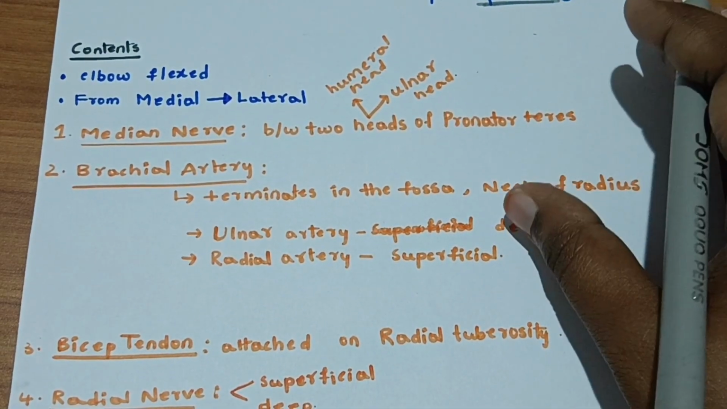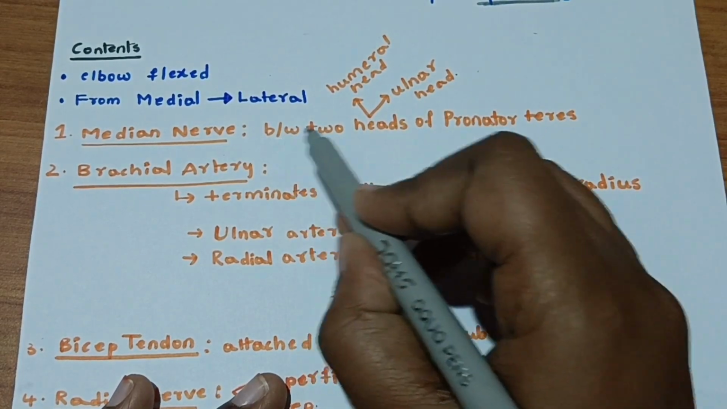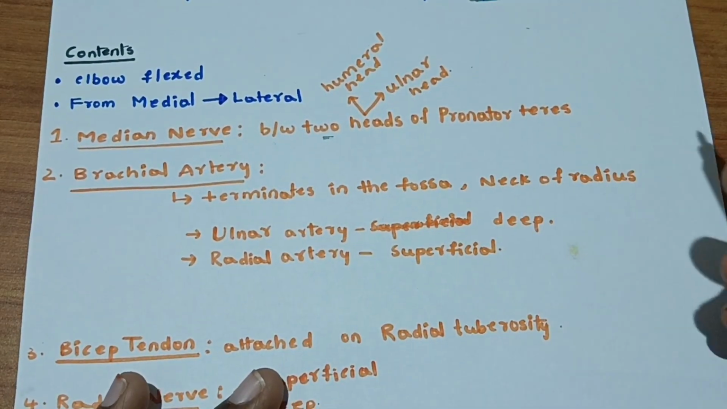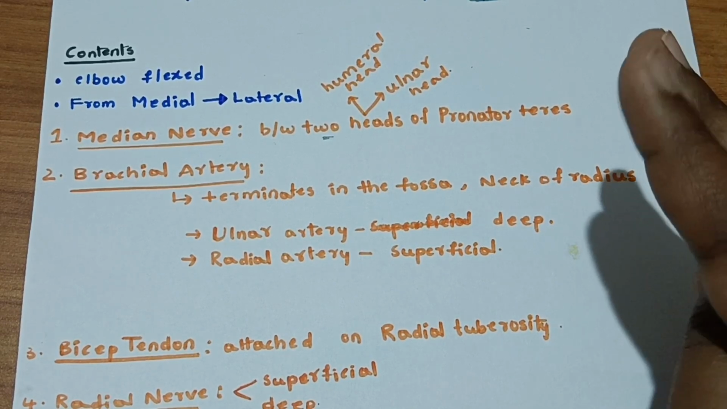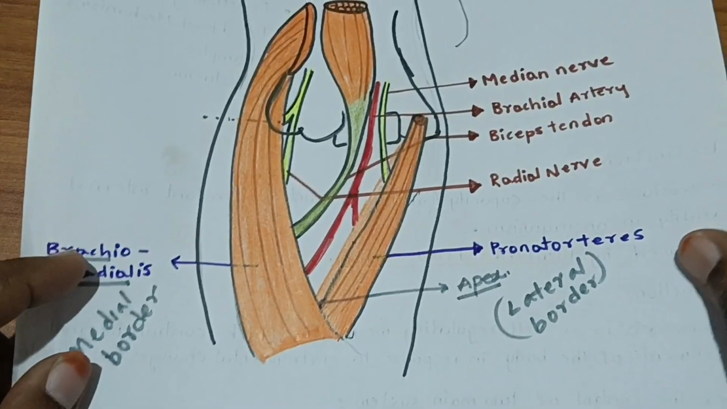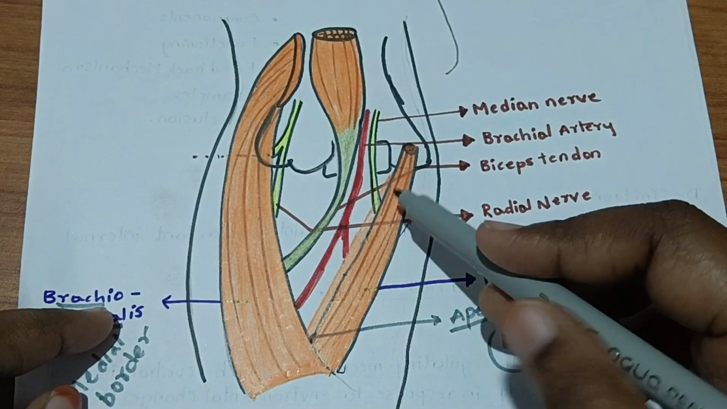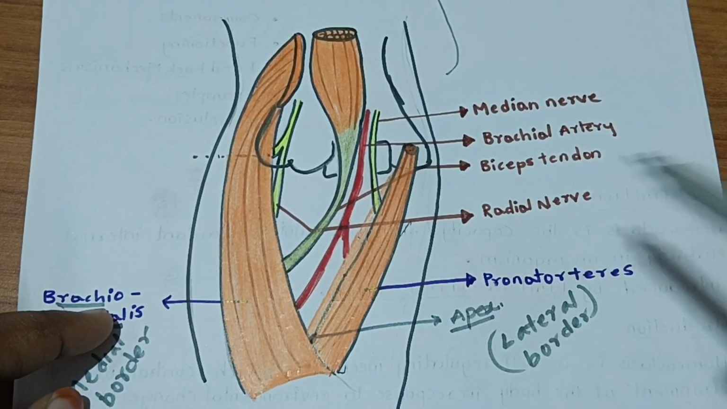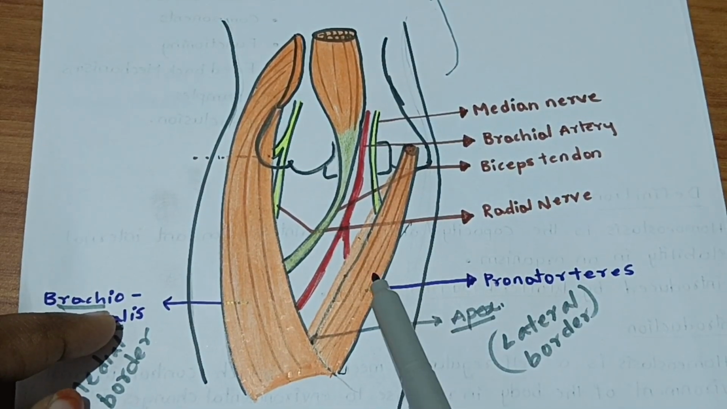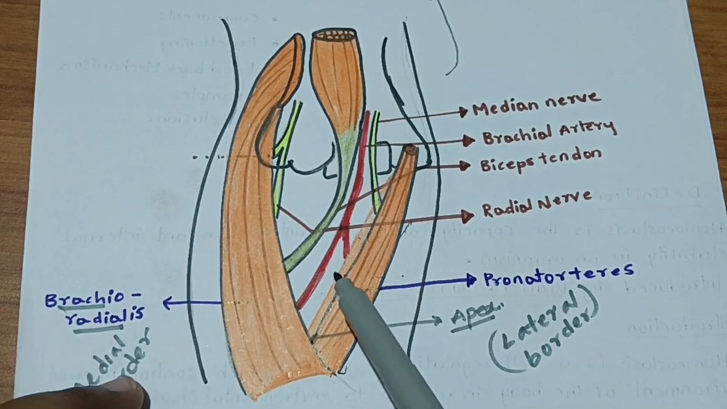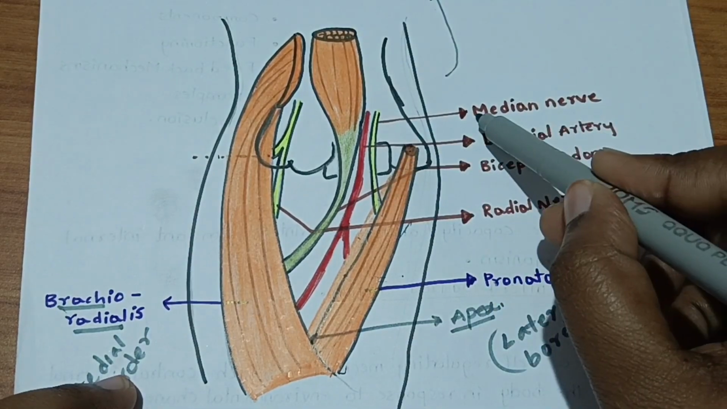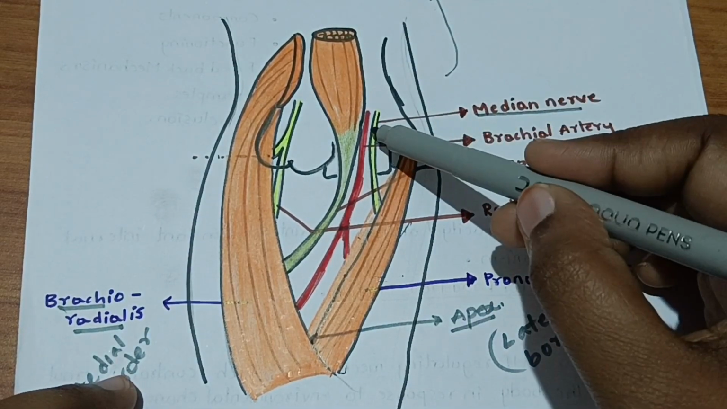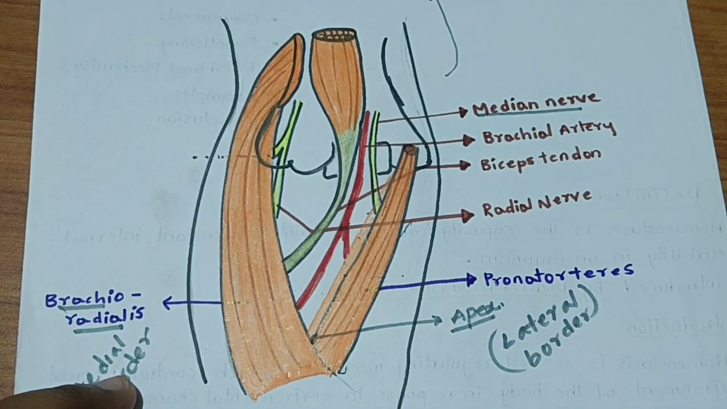The median nerve is present between two heads of pronator teres. The pronator teres muscle contains two heads, a humeral head and an ulnar head. Here we go, this is the pronator teres muscle. This is one head and this is another head. This is the humeral head and this orange shaded part is the ulnar head. This is the median nerve, present between the two heads of the pronator teres.